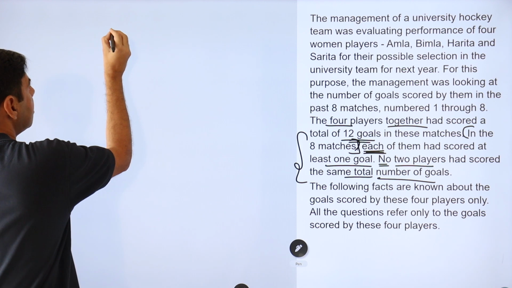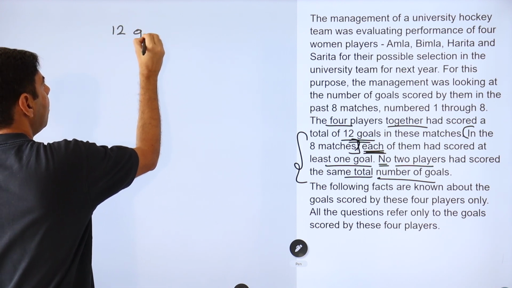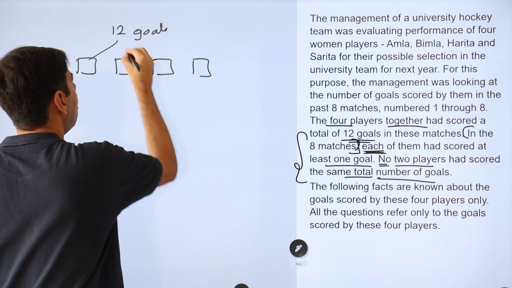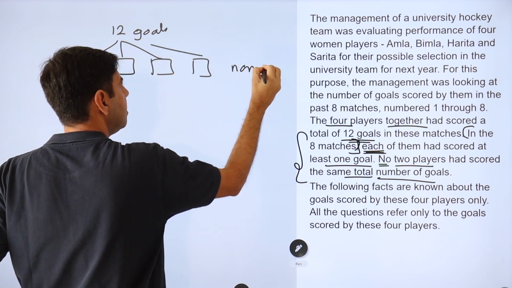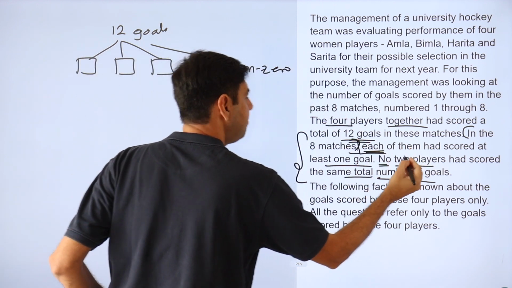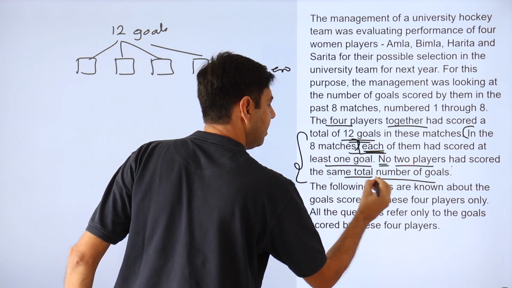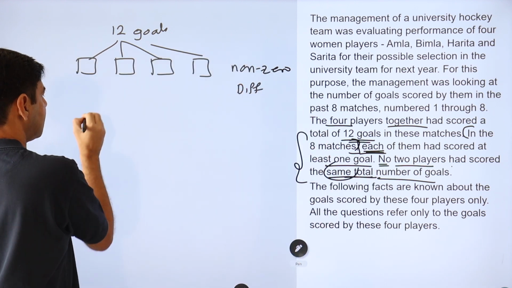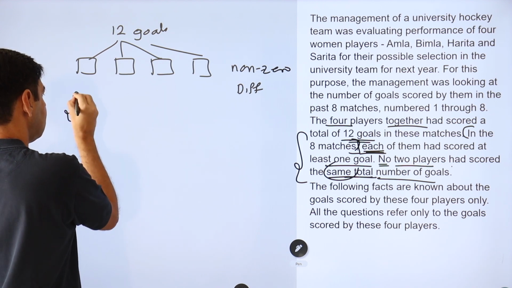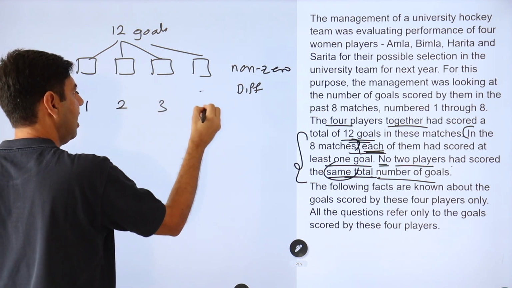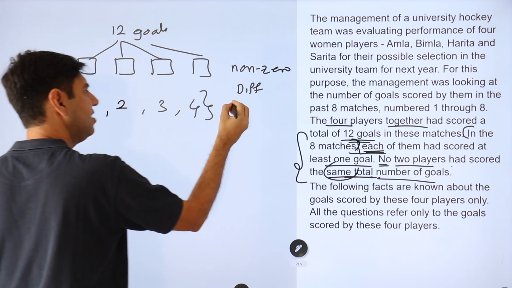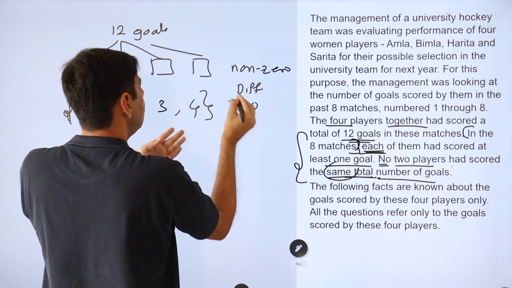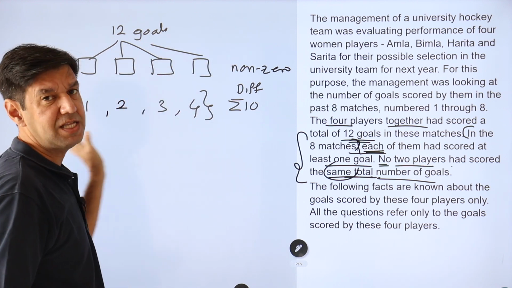So what we are talking about is we have 12 goals. And these 12 goals need to be distributed to 4 people, and these 4 people are non-zero. We just discussed that part, right? And they also have to be different. So if I start from the least, that is 1, and I don't know the order, so I'll just put brace brackets here, 1, 2, 3 and 4. Now this summation you should already know from a lot of previous practice is 10. So 10 goals have been accounted just in meeting the non-zero and the different conditions.